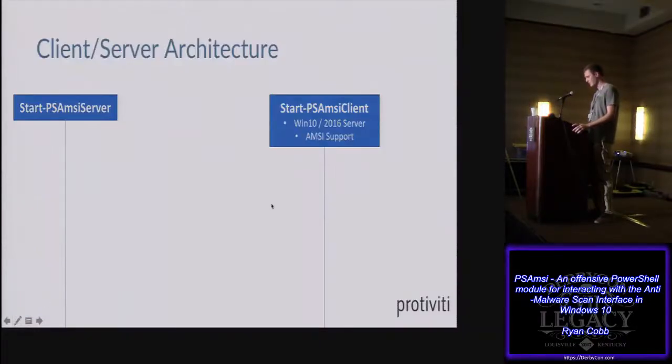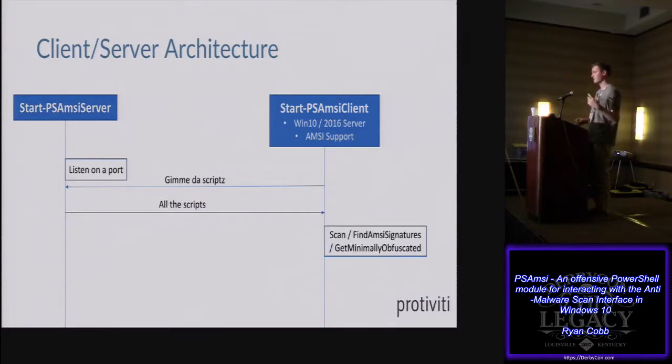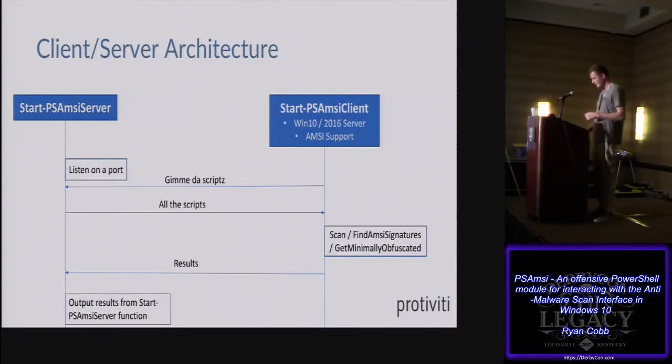And PSAMC can take input from the pipeline to handle this, but we don't want to just drop all our scripts to disk and then feed those through PSAMC, because our traditional file scanning antivirus will pick up on that really easily. So with that in mind, I implemented a client-server architecture into PSAMC. The server component would run on an attacker-controlled box, and all it does is open up a port, and then we run the Start-PSAMCClient function on a target machine with AMSI support. It will connect back to our server asking for all the scripts that it wants to operate on.